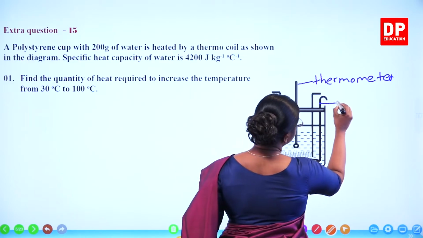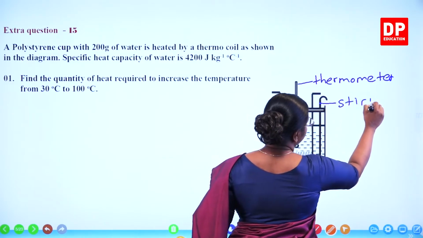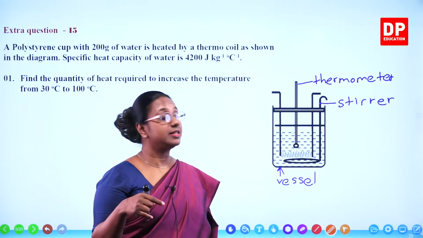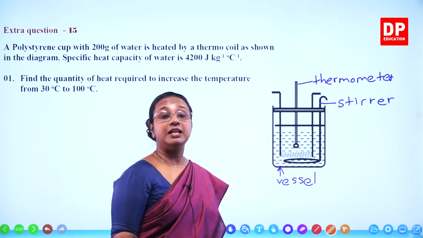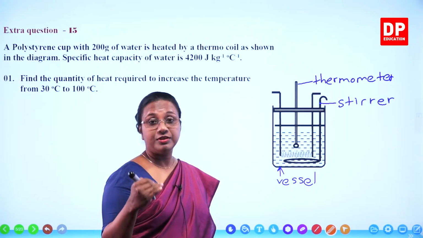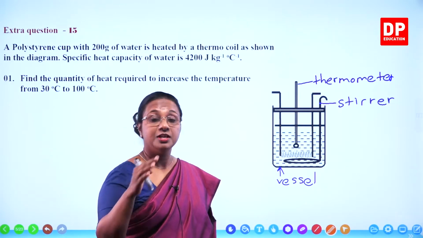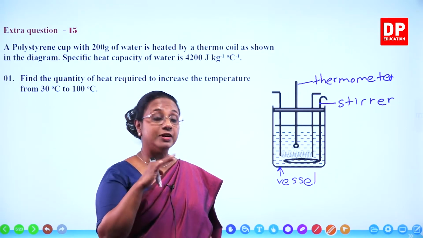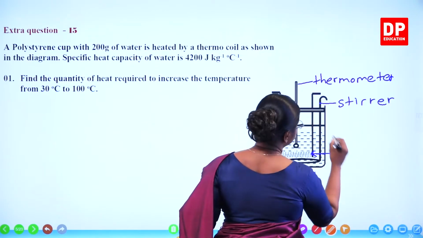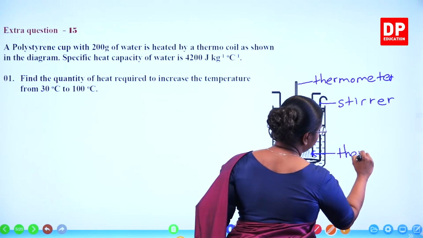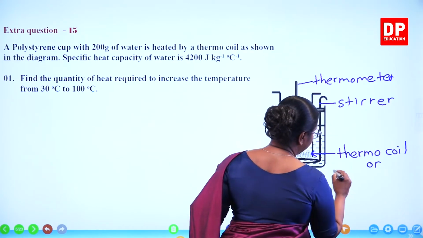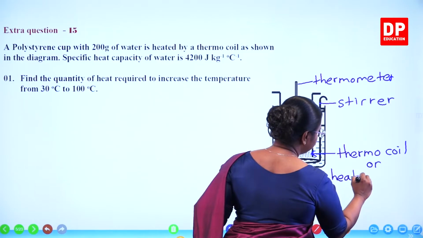Then we have the stirrer here. You all know the function of the stirrer. What is it? Always we have to keep on mixing the solution so that the heat gets distributed evenly and you get the correct uniform temperature, as the temperature will be even throughout the solution. Then what do you have here? This is what they have said as thermocoil, or what we can call a heating coil.